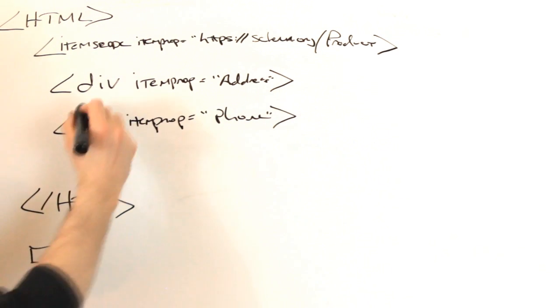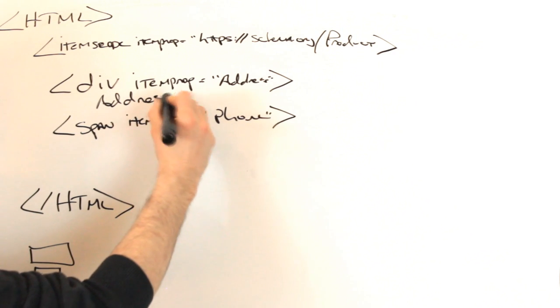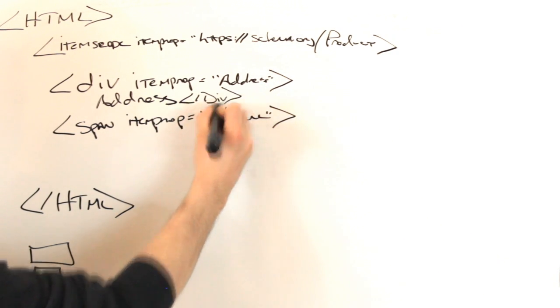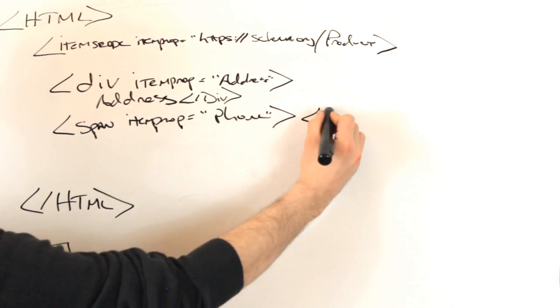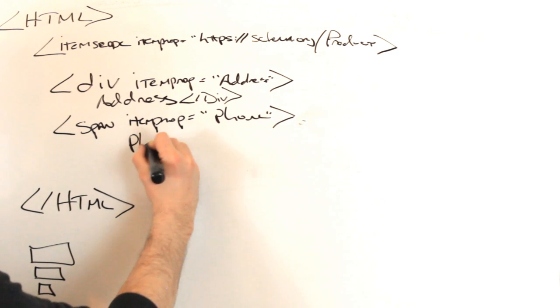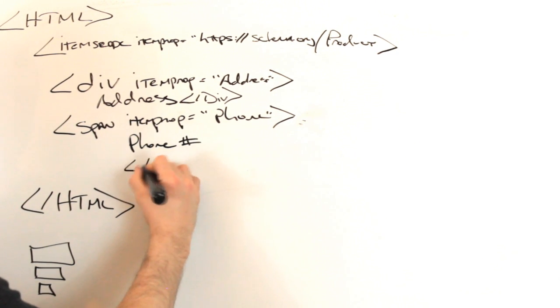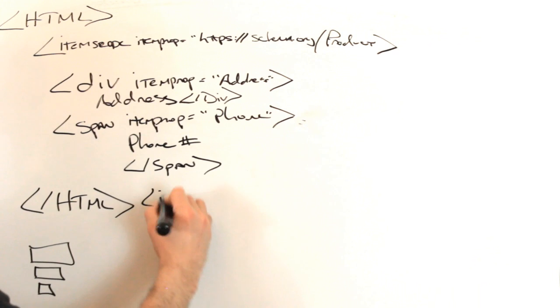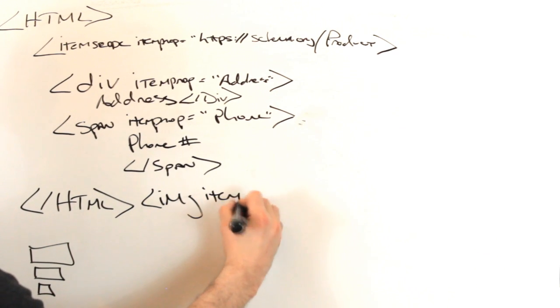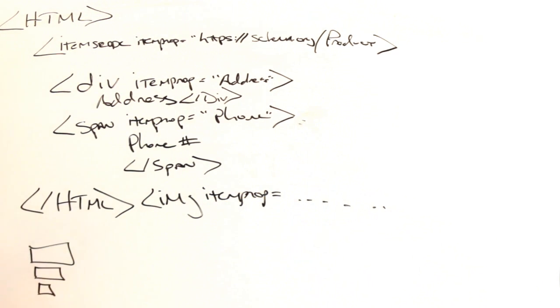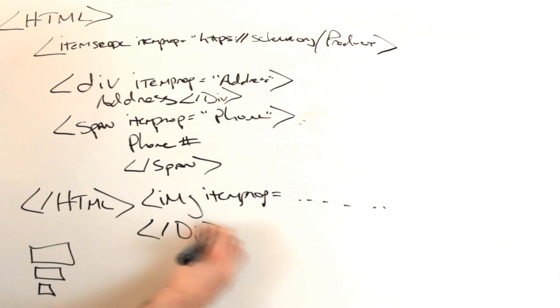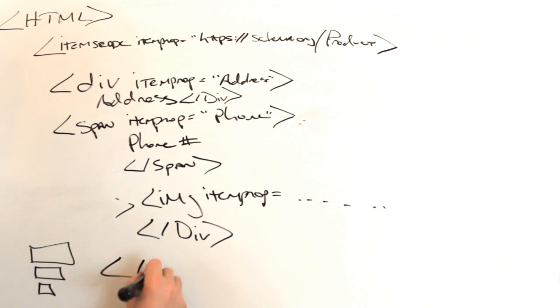So for example, if you have a div that contains the address, I can, within that div tag, say, okay, itemprop equals address, for example. Or I can put a span around a phone number, a span, itemprop equals phone. So basically what you're telling in the code, you're saying that this is what's what, right? And now search engines can easily see exactly what's on the page and what parts of that they might want to serve up to a particular query.